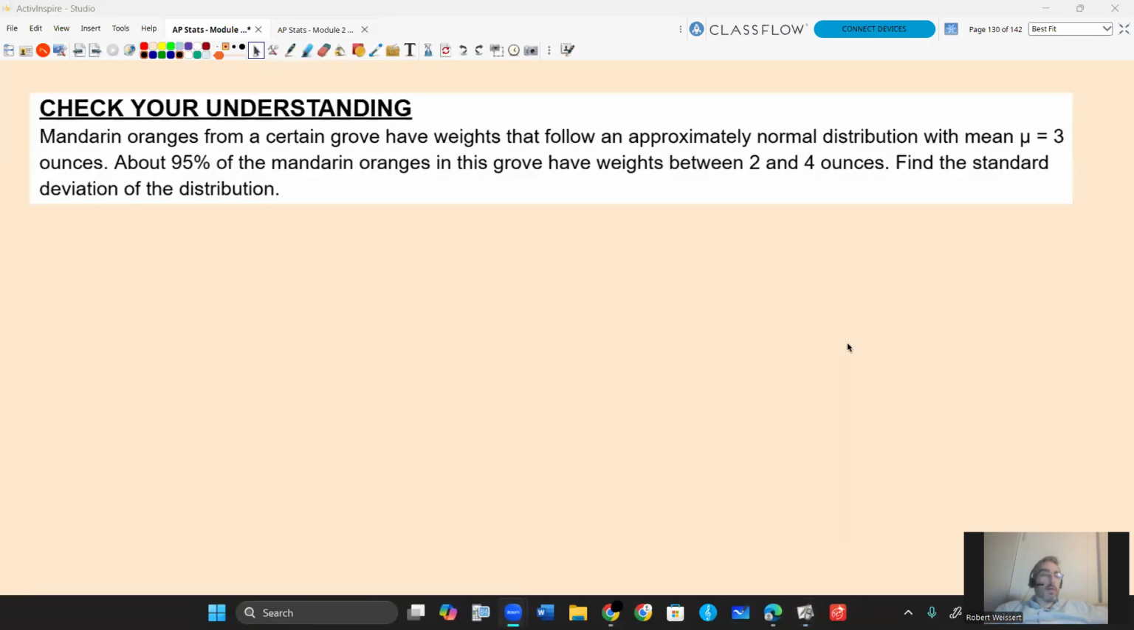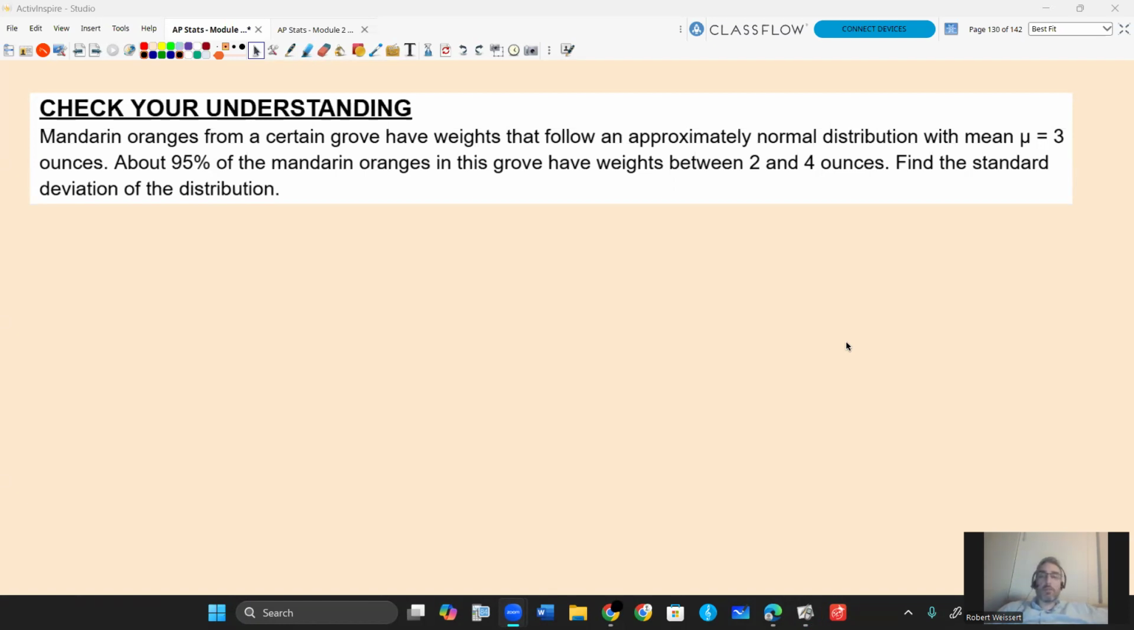All right, lastly, this is a check your understanding, although it's a lot different than the one we did before. So take your time and read through it, see if you can understand what's going on here. Mandarin oranges from a certain grove have weights that follow an approximately normal distribution with a mean of 3 ounces. About 95% of the mandarin oranges in this grove have weights between 2 and 4 ounces. We want to find the standard deviation.